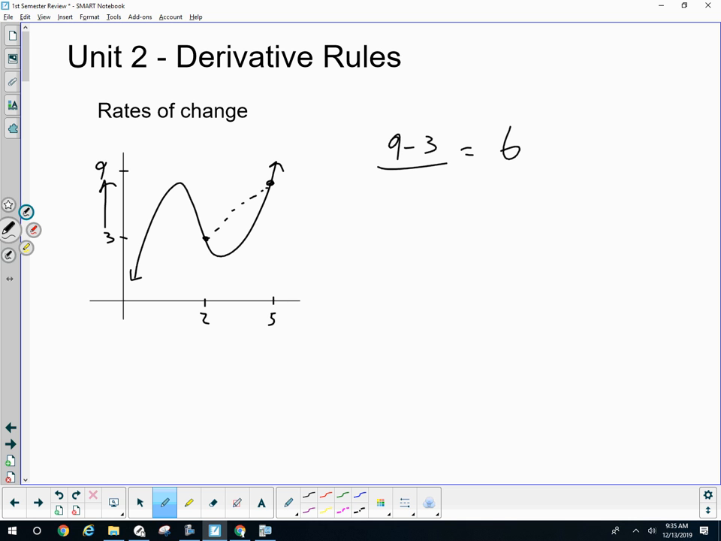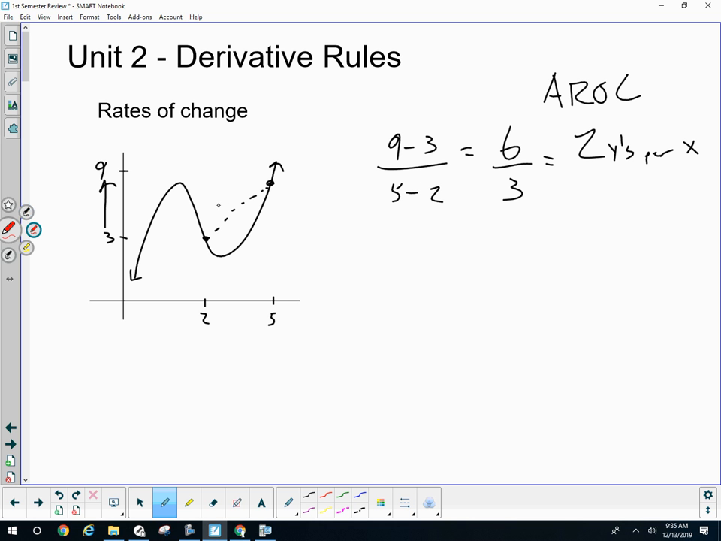So this is why we use the slope formula, change in the y's over the change in x's, and we say, oh, we've gone up 6 units after 3 x units. That's an average of 2 y's per x. Okay, that's great. This is what we call an average rate of change, or AROC.